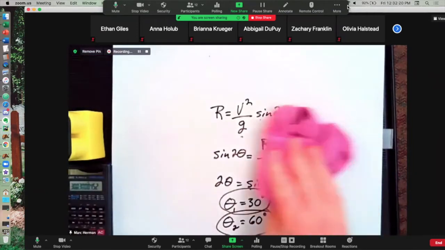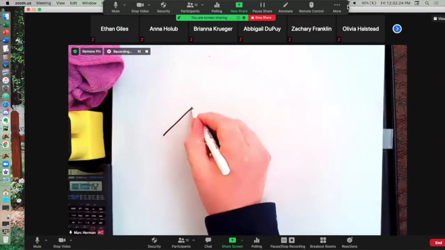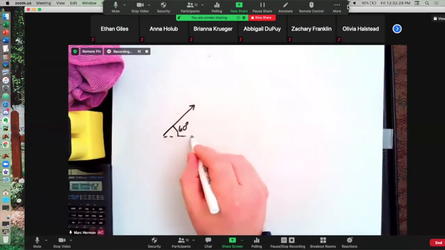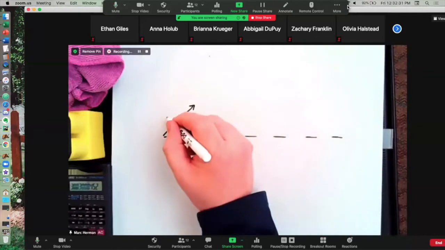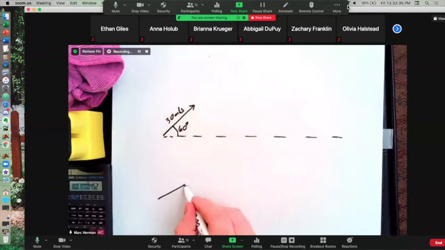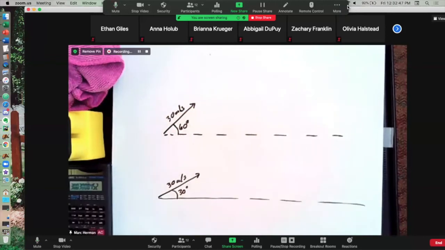So I'm breaking this down. I get 30 and 60 degrees. We'll do 60 degrees, and this is 30 meters per second. And then we have 30 meters per second again, but this time it's 30 degrees. This is really good to do. This will really help. You're going to get problems like this on the Jedi trial.